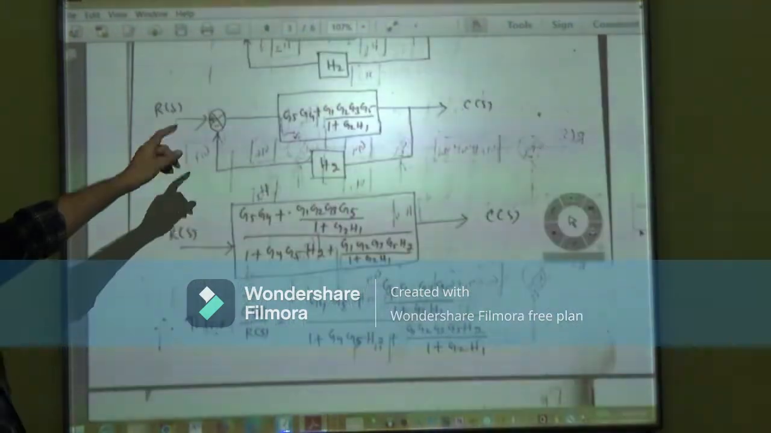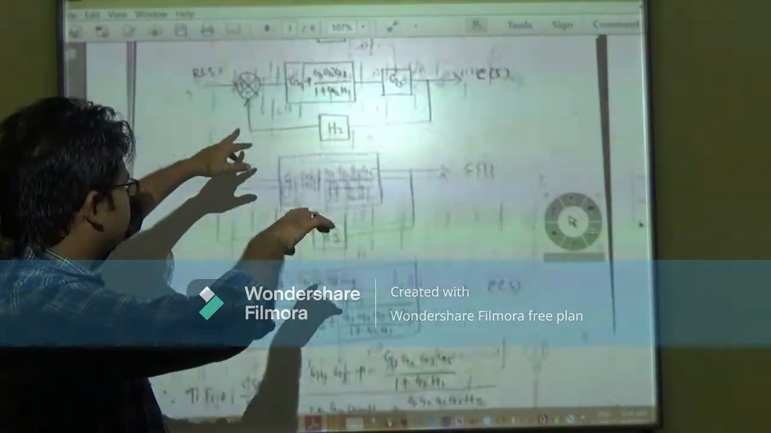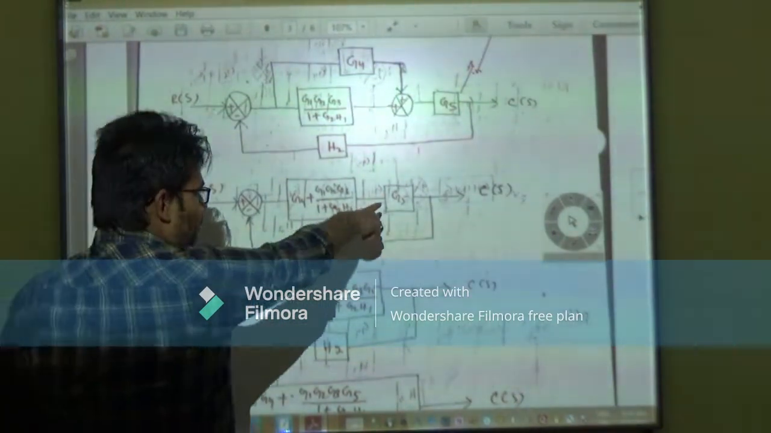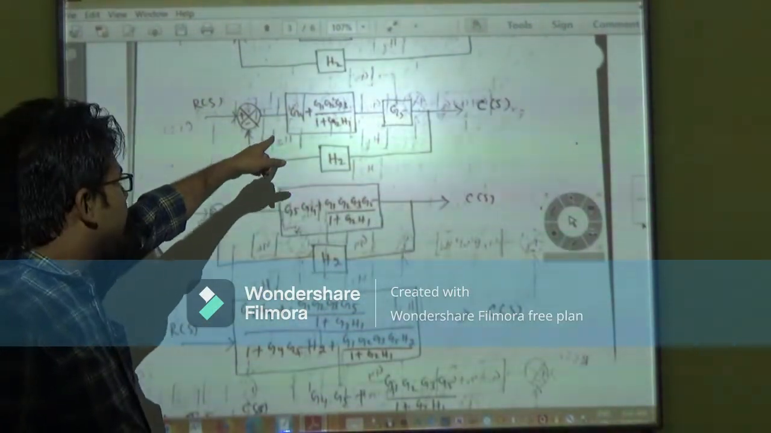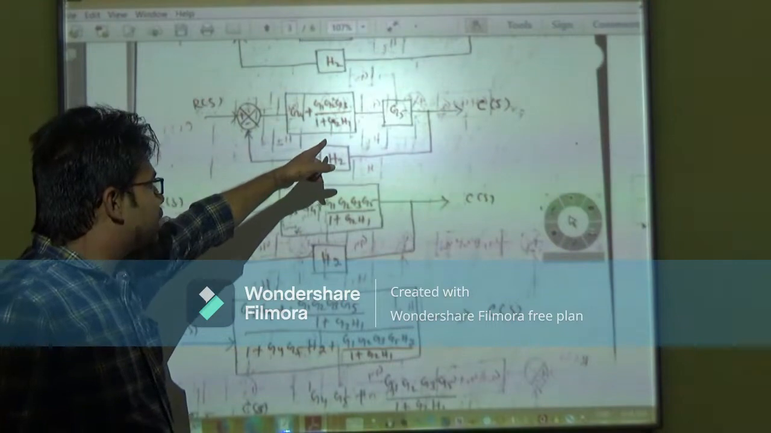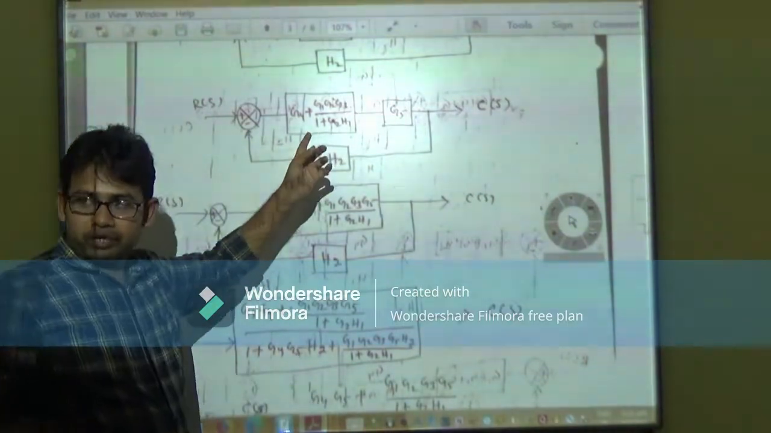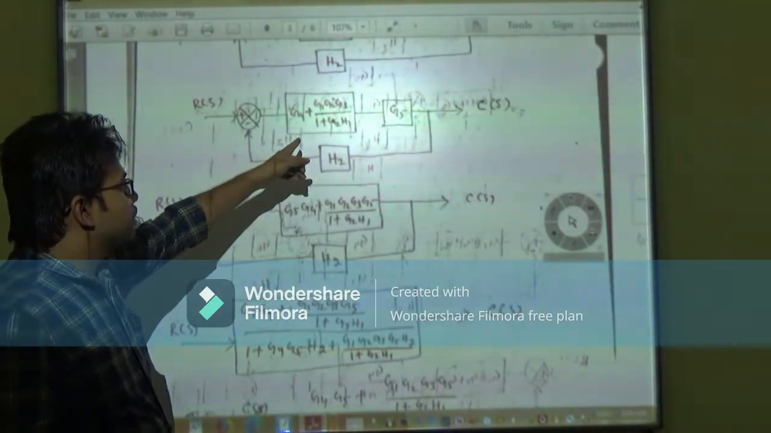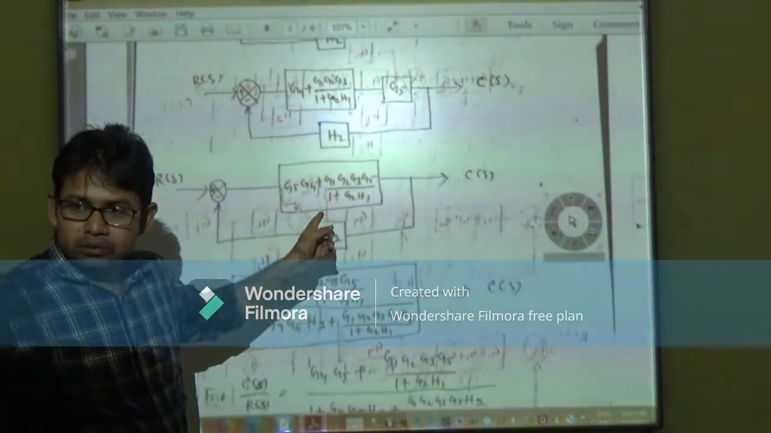So next, the previous block is G4 plus G1 G2 G3 all divided by 1 plus G2 H1. Then the last block is G5. So we can see that this block is in series, cascade, with G5. So we find the series path: G4 plus G1 G2 G3 divided by 1 plus G2 H1, into G5. Okay, clear? That value is the series path.